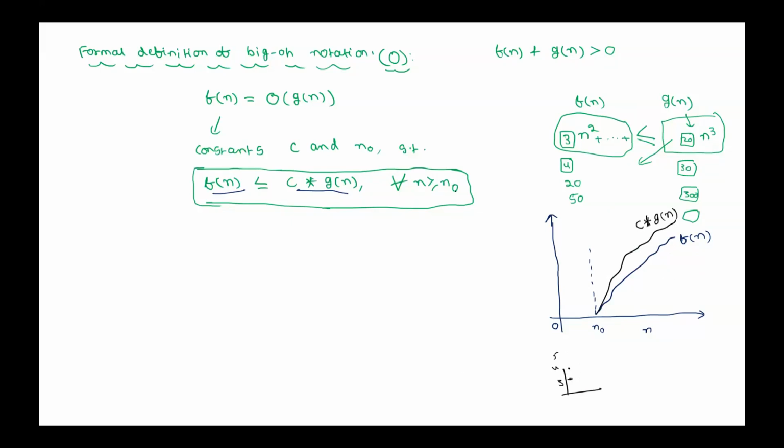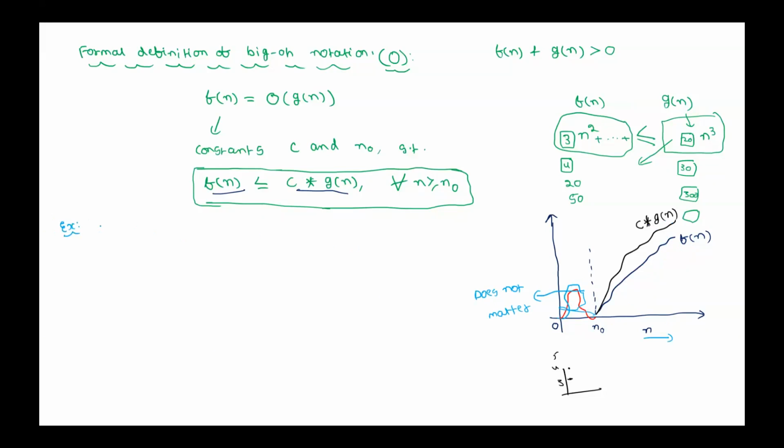But for values which are smaller than n naught, we don't know which is more and which is less. One may be something like this, the other one may be something like this. That means we don't know. It does not matter to us. Below n naught, this is the input size when you consider n naught. From n naught onwards, this is the relation between f of n and C into g of n. This we will see with an example.